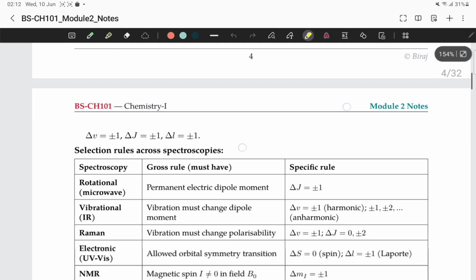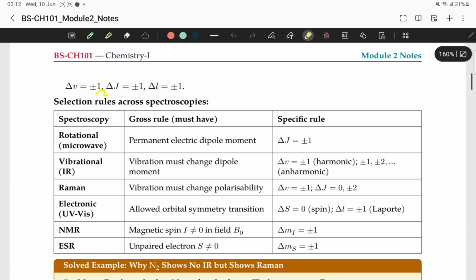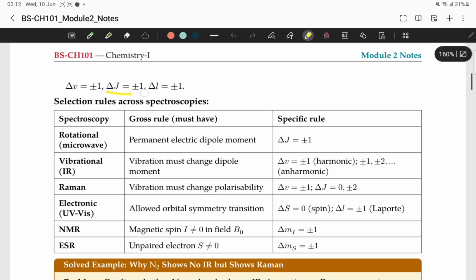For example, delta v equals plus minus 1, delta J equals plus minus 1, and delta l is also plus minus 1. Otherwise there is no such thing as a change like 0.5, because it is a quantum number. You need a whole number for that change. I hope this part is also clear.